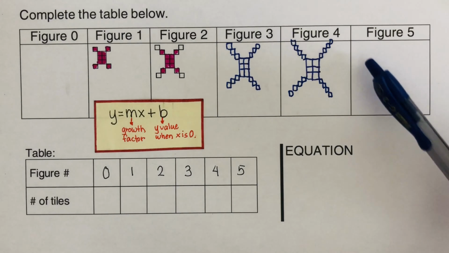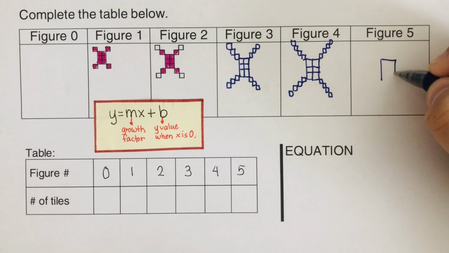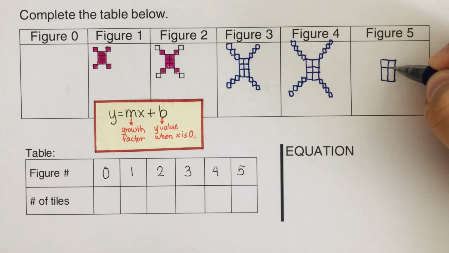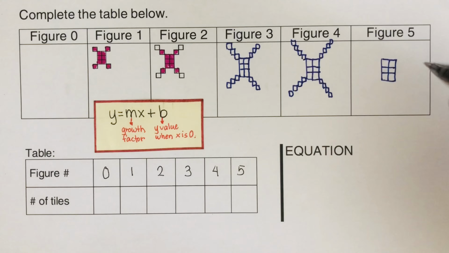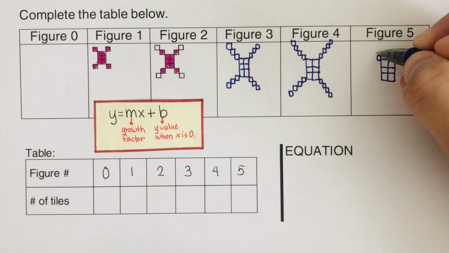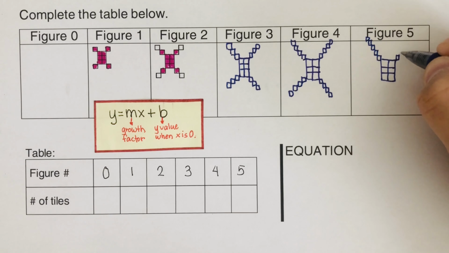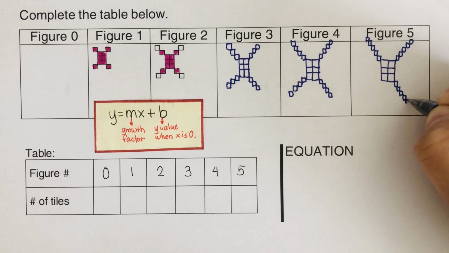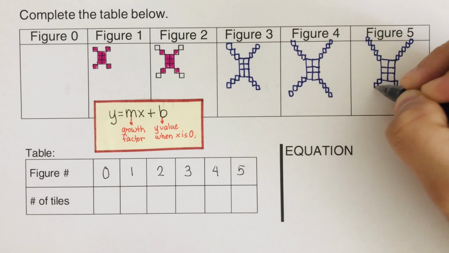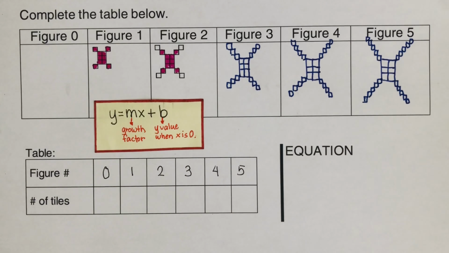And the same thing for the fifth figure here. There's going to be 6 in the middle. So that's 6 right there. And since we're adding 1 on each of the sides, there's going to be 5. So 1, 2, 3, 4, and 5 on each side. So that's figure number 5 right there.